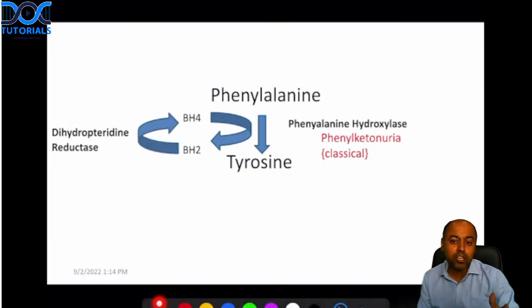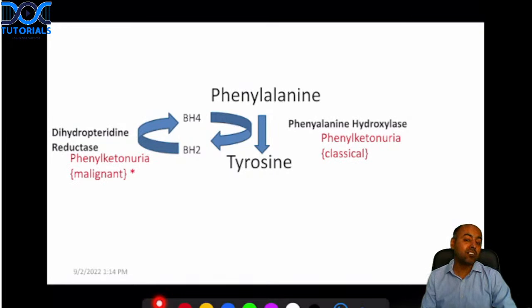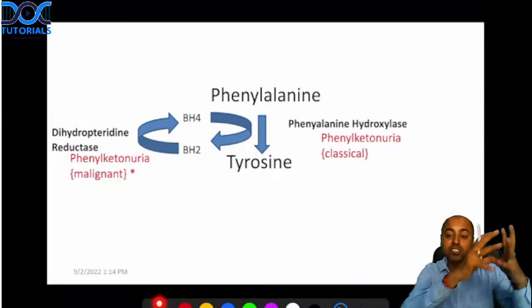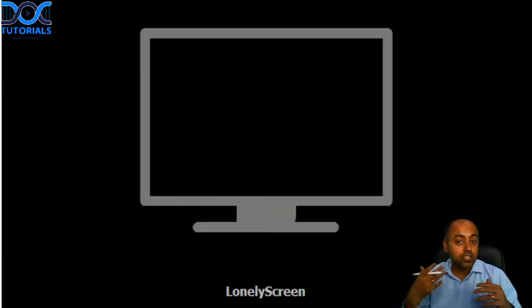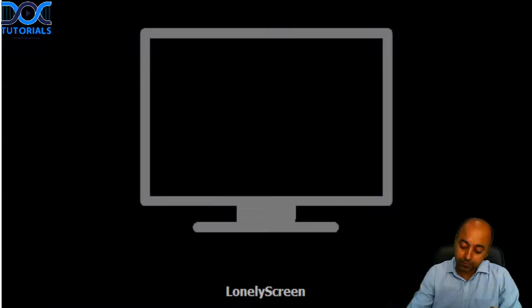If there is a problem with the coenzyme, then also you can have PKU. If the recycling is not taking place, or if the synthesis is not taking place, then also you can have PKU. These are done because once the mental retardation has occurred, the subsequent recovery of that retardation is not happening.